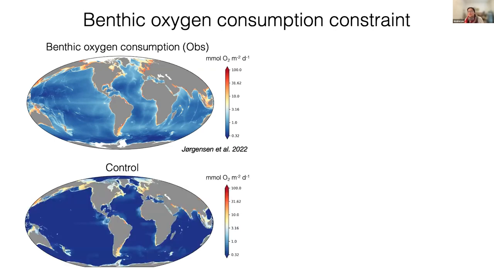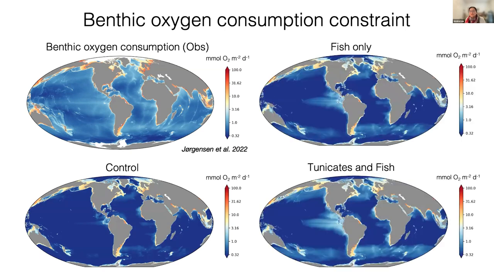So when we first look at how the control model compares to these observations, we can see that in general, COBALT greatly underestimates benthic oxygen consumption globally. But then when we add in the increased supply from the fast sinking detritus, here I'm showing the fish only, and then the fish plus the tunicates, we're starting to get values, particularly in the upwelling zones and the extratropics, that start to be similar to Jorgensen. We're still not getting these values in the gyres, but we start to see these large scale patterns that look similar to the observational product. So it appears that the benthos can sustain this degree of supply from the pelagic ocean, which is quite good.